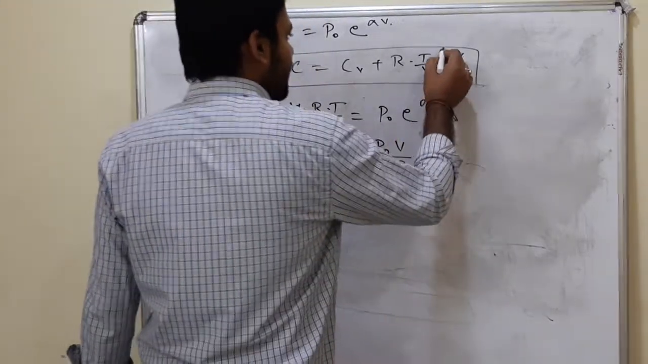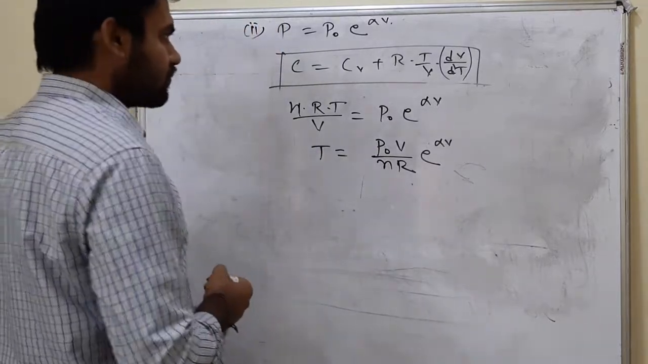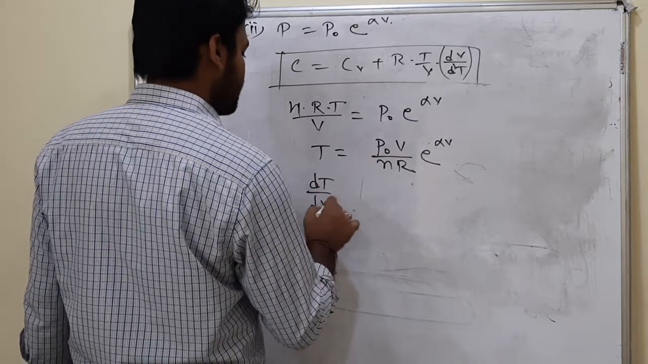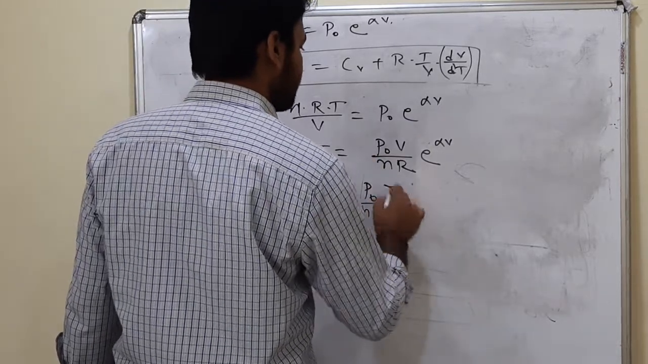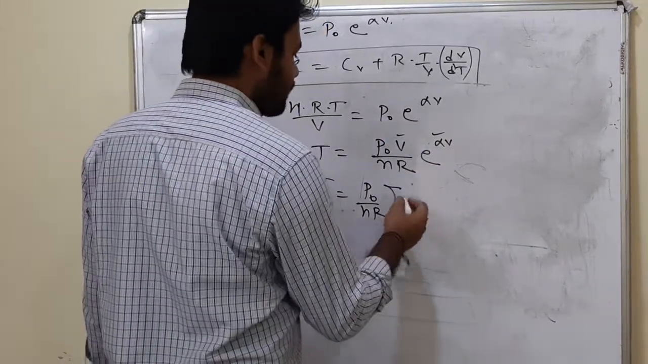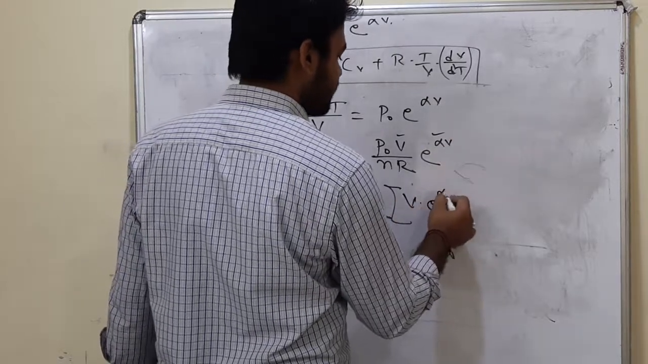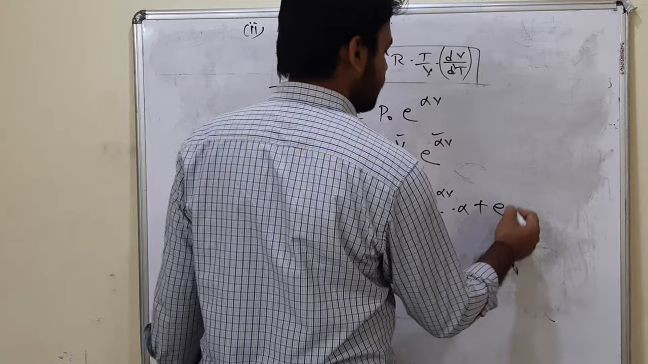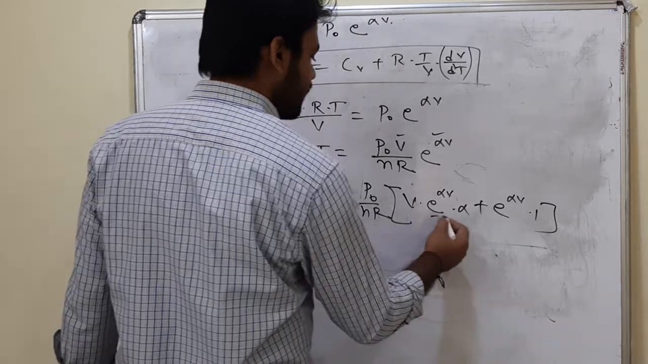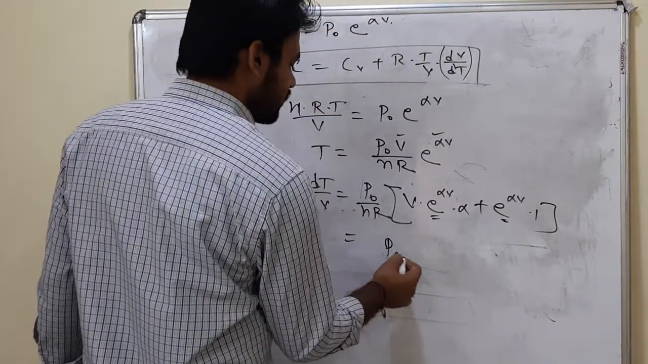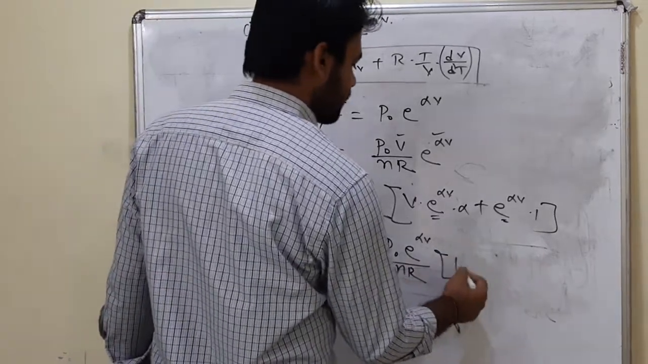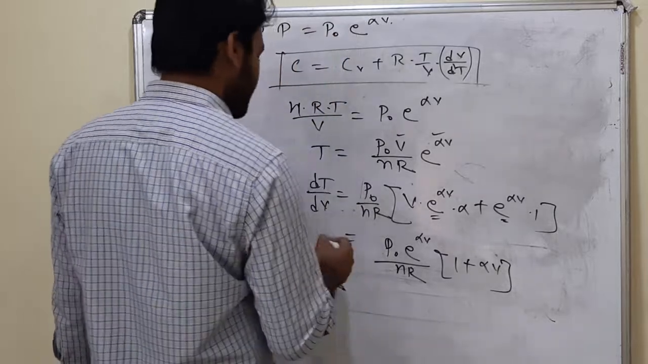Again we will have to find this value, that is dV/dT. That's why again I am differentiating this expression. It will be dT/dV. Here P naught divided by nR is a constant term, and we use the product rule of differentiation: first function into differentiation of second function plus second function into differentiation of first function. We can take e to the power alpha V as a common term. So it will be P naught e to the power alpha V divided by nR, and here it will be 1 plus alpha V. So that is the value of dT/dV.